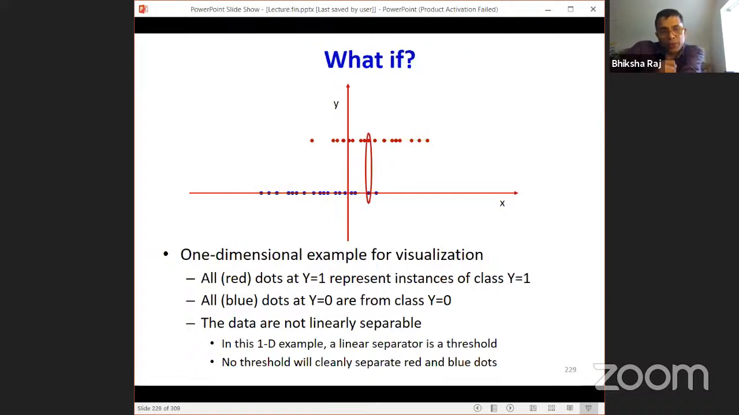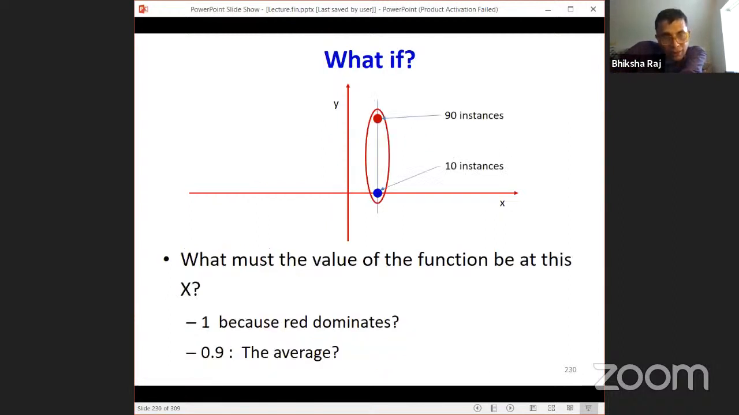And then there's more to it, right? Suppose I have training data of this kind, where I have a bunch of training instances which have exactly the same x value, but some of them are labeled 1 and the rest are labeled 0. Even if you're willing to learn a function of this kind, what is the value that you would want for this particular set of training instances? Imagine that at that location, you have 90 training instances for which the label is 1, and 10 training instances which are labeled 0. So do you want the network to just output a 1 because red dominates? Or do you want to output a 0.9 because 90% of the instances are red?